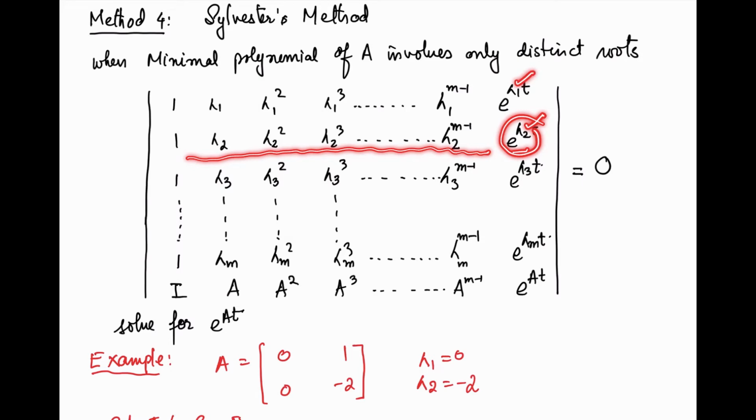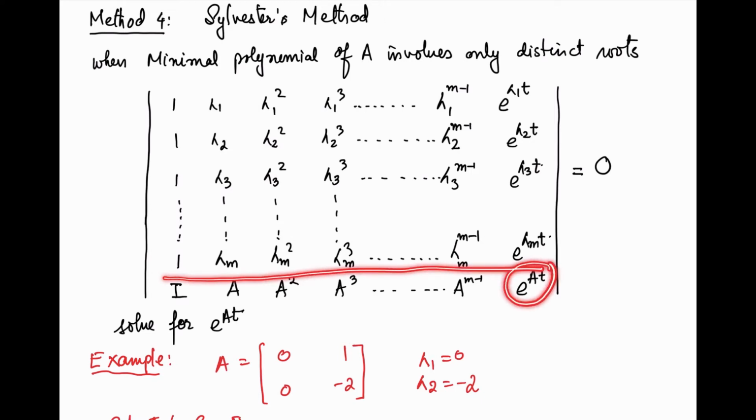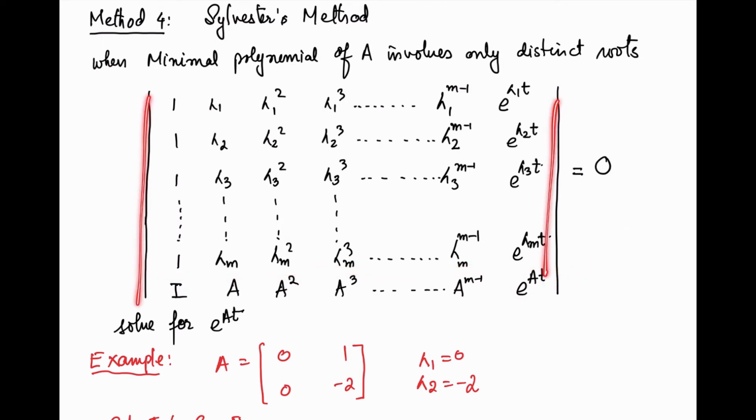Lambda 1 is the first eigenvalue. This is the exponential ones. These are simply the eigenvalues and these are the exponentials of those eigenvalues. And similarly, for all of these eigenvalues, you can set up the rows. So the last row, that will be this one, and the last entry of that one will be the state transition matrix. So if you set up this equation, the determinant of this one will be equal to 0, and by setting it equal to 0, you can solve it for the state transition matrix.